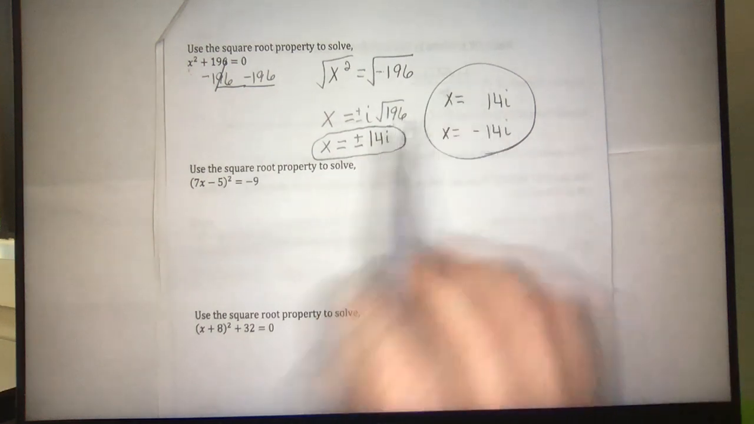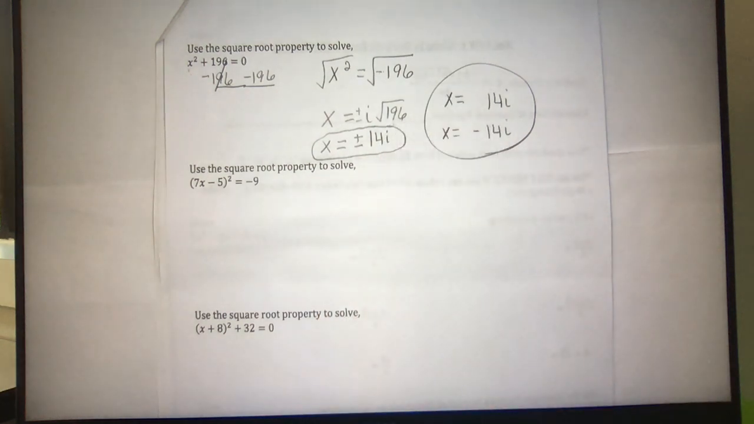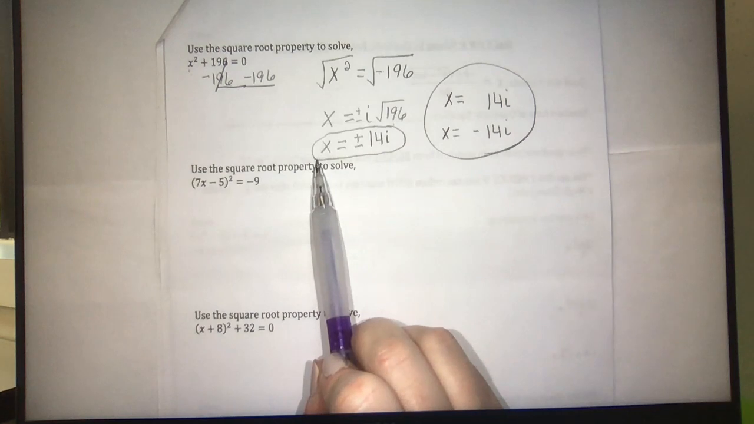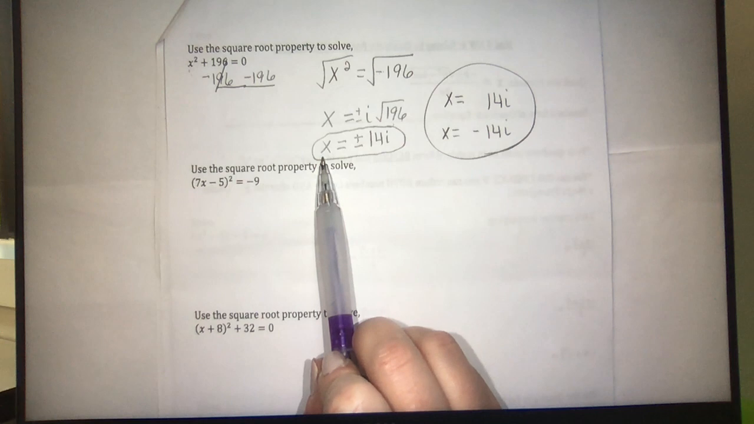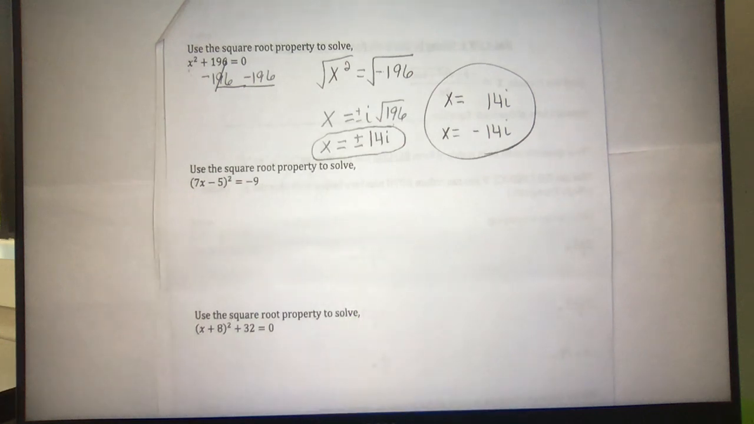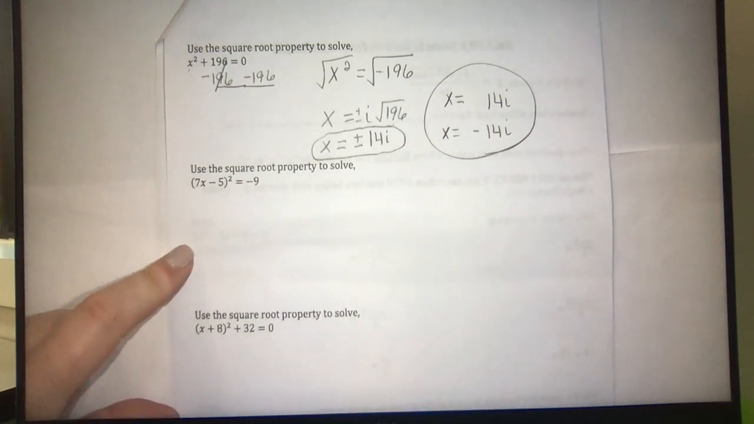Now, why don't I have to split these into two equations and keep going? There's nothing to keep going with, right? Because there's just an x on the left, there's nothing else. Okay. All right, let's try it again down here.